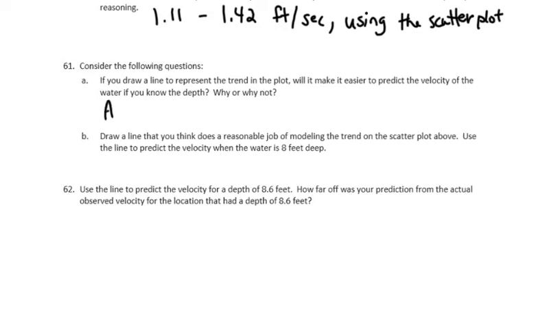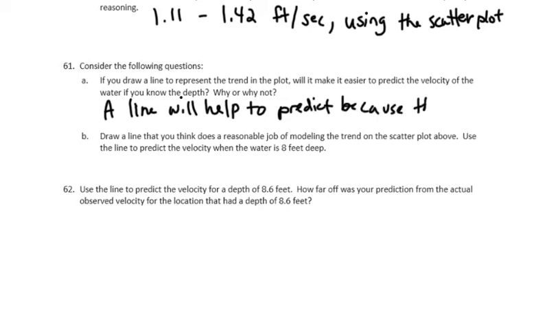A line will definitely help you. A line will help to predict because there is a trend. So if there's no trend, no positive or no negative, then a line is not going to really help. Draw a line that you think does a reasonable job of modeling the trend in the scatter plot above. Use a line to predict when it's 8 feet deep.